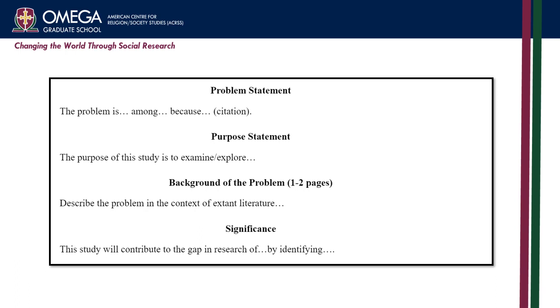So for the problem statement, we want you to state it like this. The problem is, state the problem, among, name your participants, because, why is it a problem, and include at least 1 citation to justify that problem statement. Problem statement should be 1 clear, concise sentence.